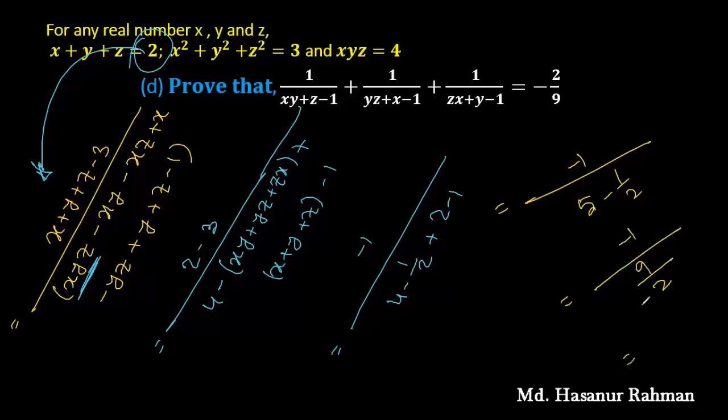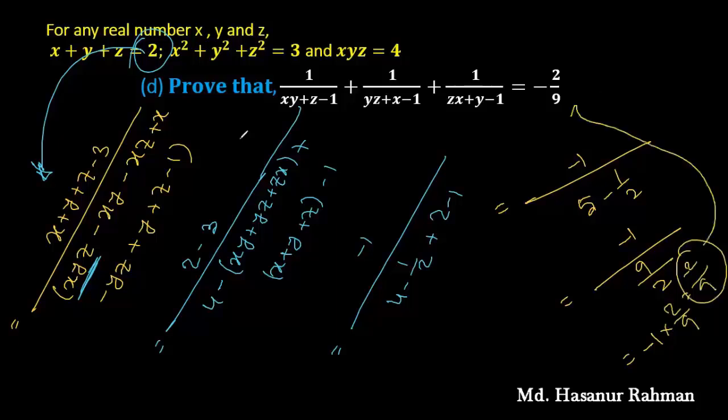So we can write this one in this way, because if we divide the fraction, then we have to take the reciprocal of the second fraction. So it should be minus 1 multiplied by 2 by 9, and that is minus 2 by 9. And that is the final answer of this. So we can easily prove this one is equal to minus 2 by 9.